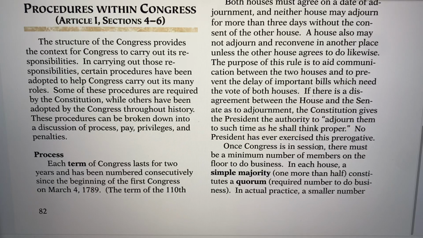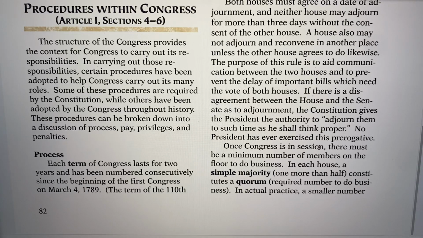There must be a minimum number of members on the floor for Congress to do business. They must have a simple majority, which would be at least half or more, and that would be the quorum. I said quorum last time was the required number. So the required number to vote on a bill, they'd have to have a quorum. There's a minimum number of members on the floor. They have to have a quorum on the floor to conduct business, so they can't do anything unless they have that quorum of half of the people there.